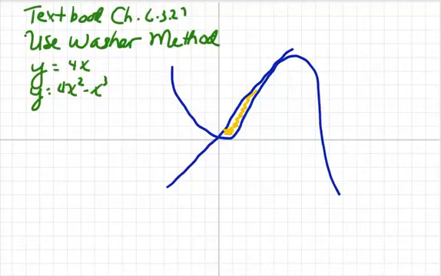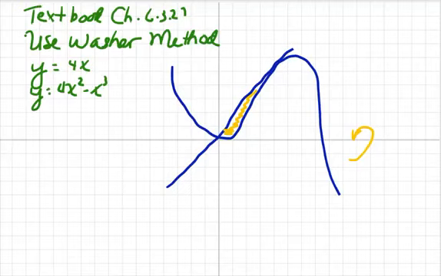So this is chapter 6.3, problem number 27. We're going to use the washer method to find the volume of a solid of revolution, and we're revolving about the x-axis.